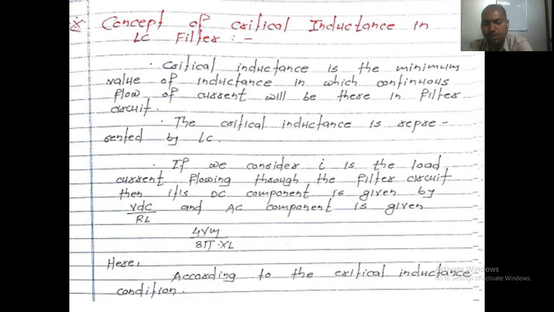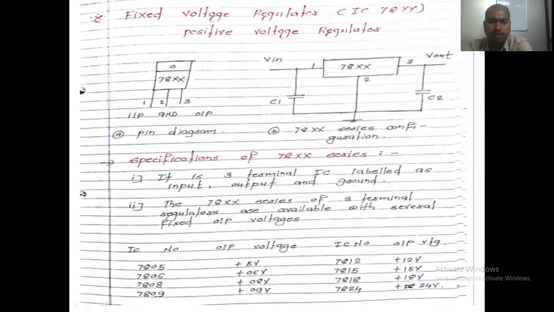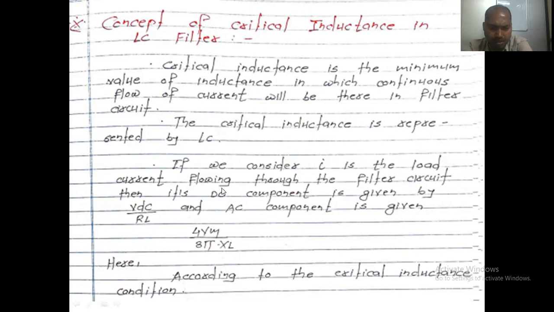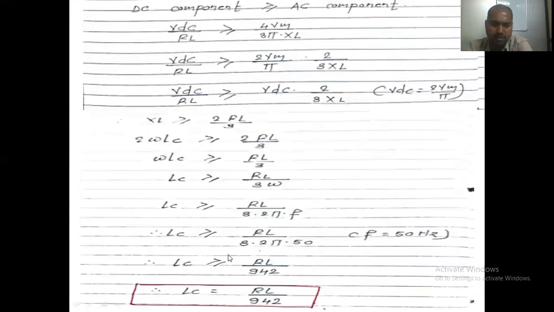Here, according to the critical inductance condition, we do some calculation. Whatever the DC component is, that is VDC by RL, and the AC component is 4 Vm by 3 pi XL. So VDC by RL is greater than or equal to 4 Vm by 3 pi XL. Why is it so?